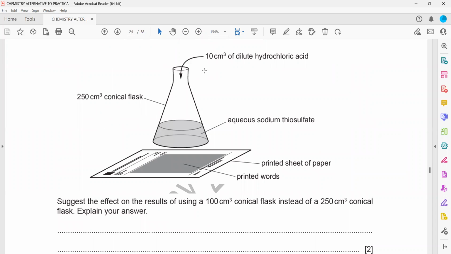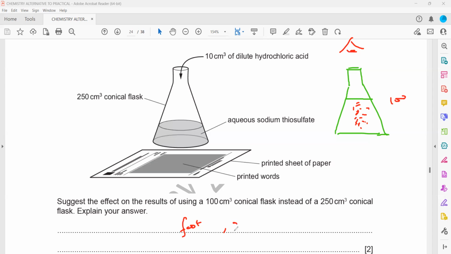A 100 cm³ conical flask will have a smaller base. When it has a smaller base, the depth of the solution will be more, because it is the same amount of solution but in different containers. As a result, when the solid forms, the cross or the printed text will disappear quickly.